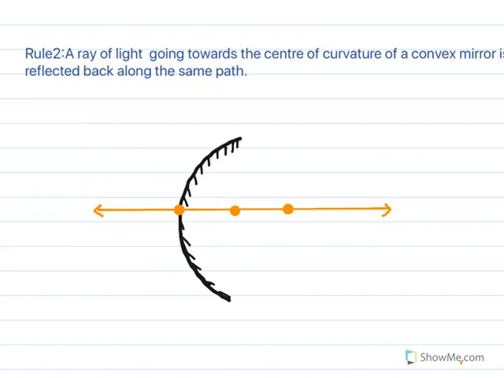So rule 2, here again we have the pole, this is the focus, this is the center of curvature. Remember, this distance should be equal. If you have taken 4 centimeters here, you need to take 4 centimeters here, which means while drawing the arc, you would have drawn an arc of 8 centimeters radius. Now rule 2, a ray of light going towards the center of curvature of a convex mirror. So here is a ray of light that is moving towards the center of curvature.